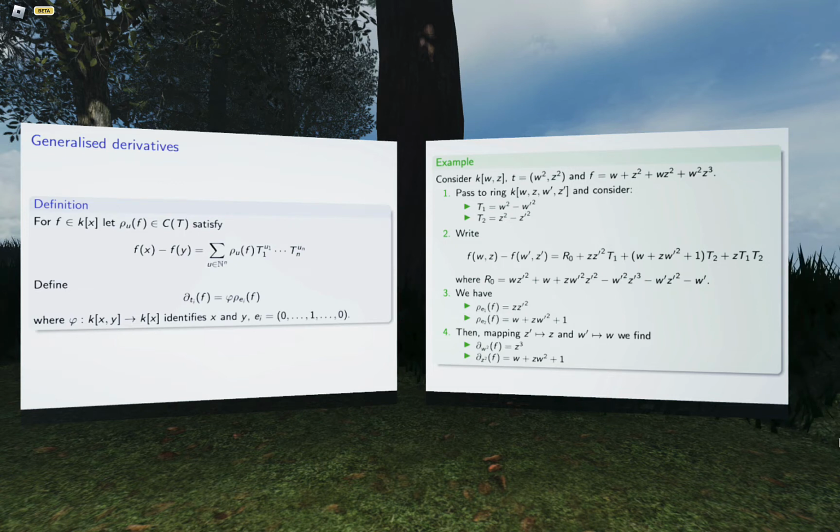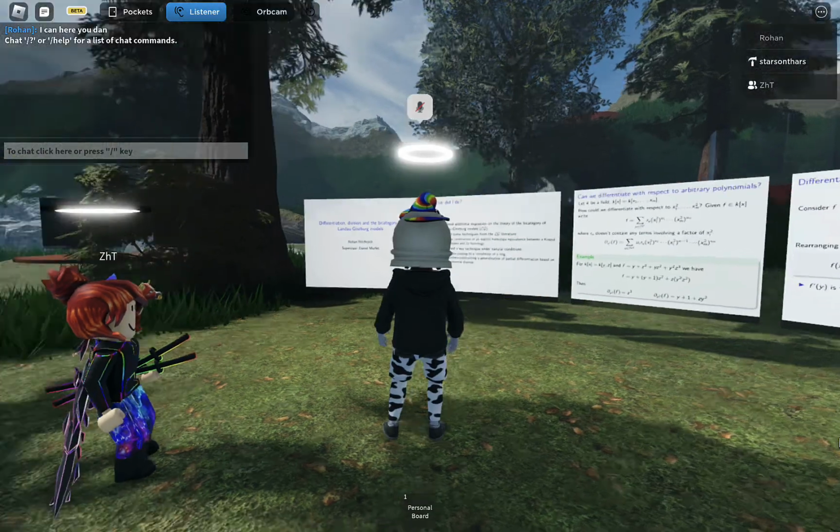And then to compute the differential, we just look at these polynomials and we map z prime to z and w prime to w, and we find that the differential of f with respect to w squared is z cubed, and the differential of f with respect to z squared is w plus wz squared plus 1. And if you're following very closely, you'll notice that that is the same thing that we got right at the start. Okay. So now let's move on and talk about some of the properties of these polynomials.